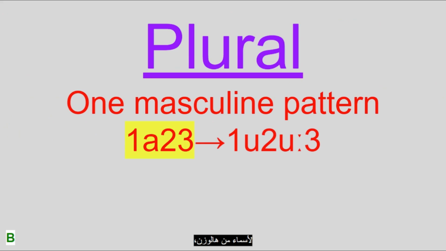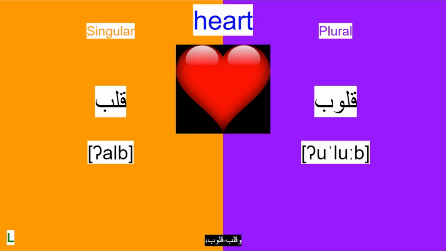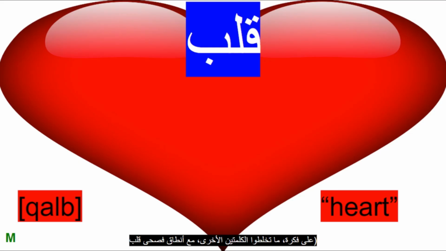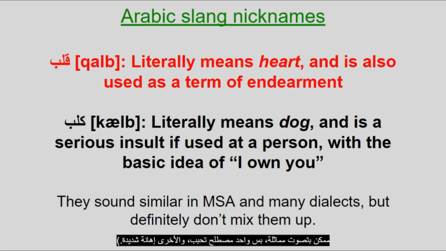And nouns that follow this pattern, they pluralize to this, like bet to buyut and alb to ulub, but there's also another way this could go, like kalb to kilab. By the way, don't mix up the last two words, which have MSA pronunciations of qalb and kalb. They may sound similar, but one is a term of endearment and the other is a pretty bad insult.